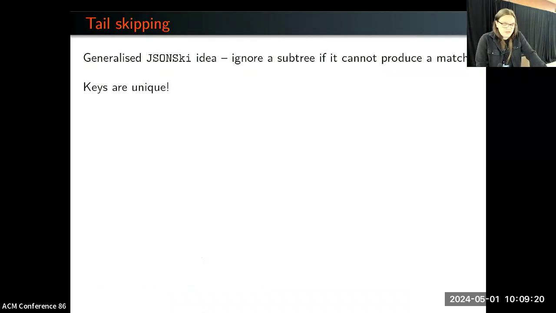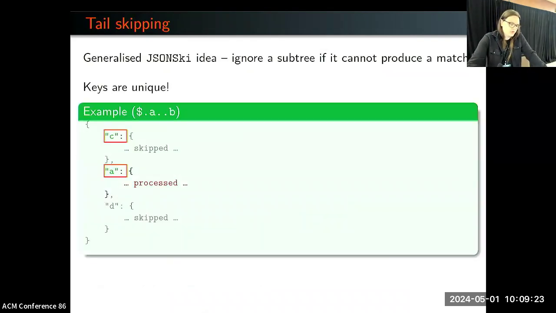So the key property of JSON here is that keys are unique. So let's look at this example. I'm looking for .a at the start.